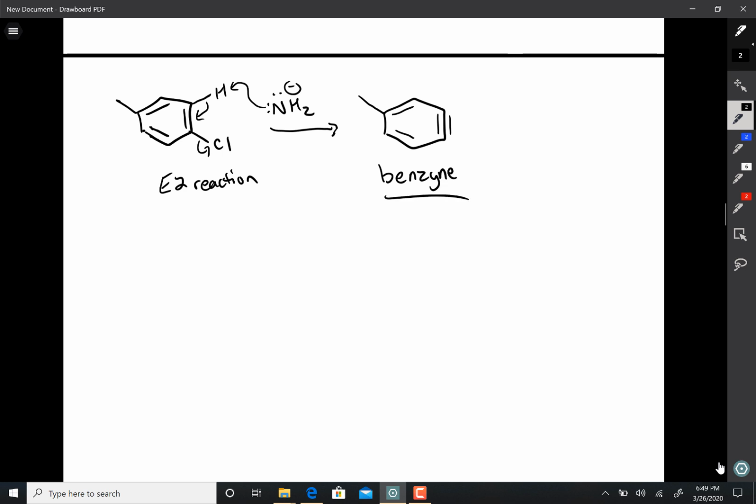Benzynes have actually been tracked and characterized, though it's very difficult to do so. And they've even been seen in outer space by various spectroscopic means. So this thing right here is very, very unstable because the sp hybridized carbons want to be 180 degrees, but they're stuck at 120 degrees. That makes them incredibly reactive. Both of them are reactive, actually. And another molecule of NH2- can add to one of them.